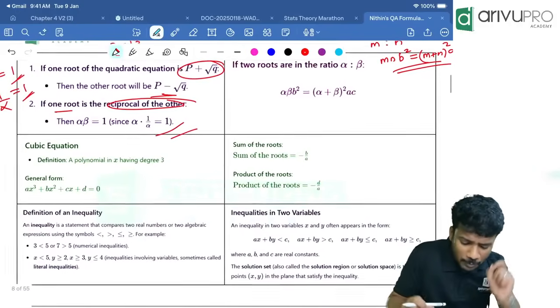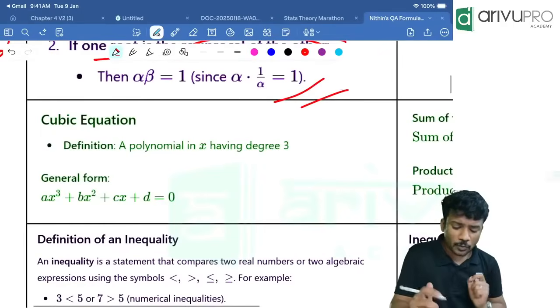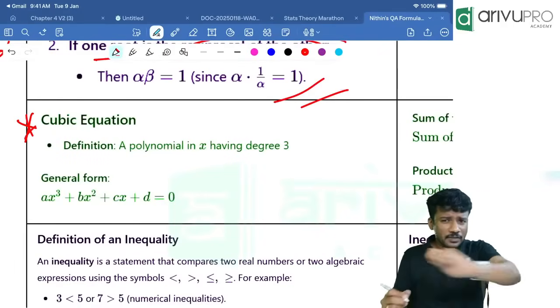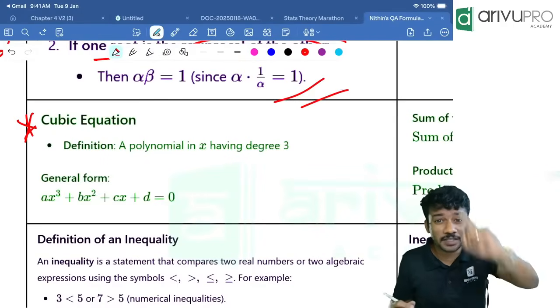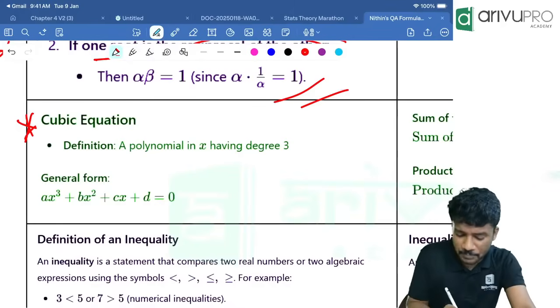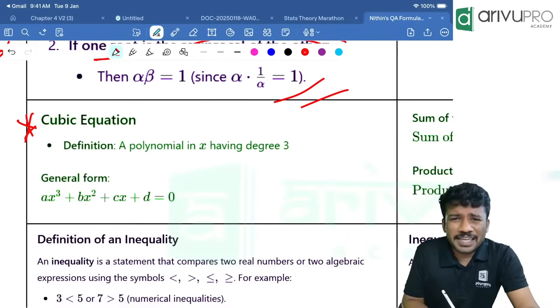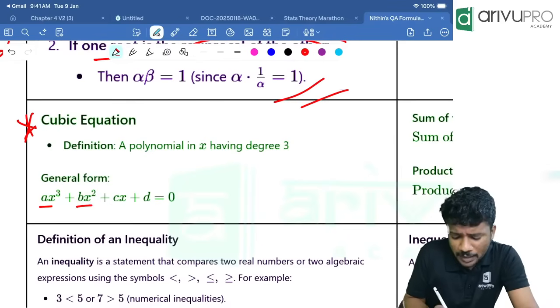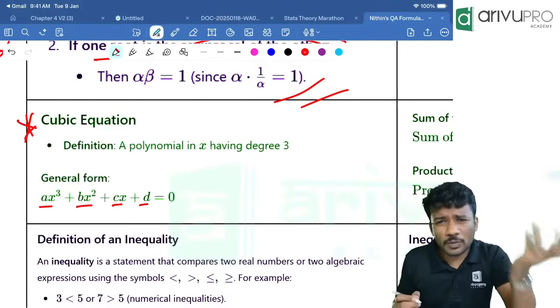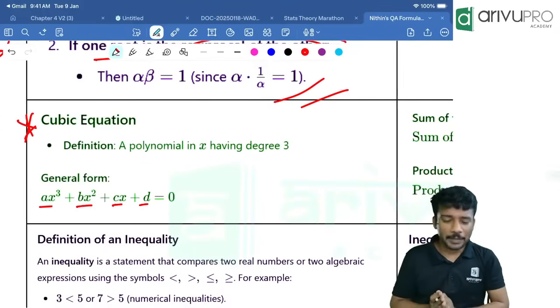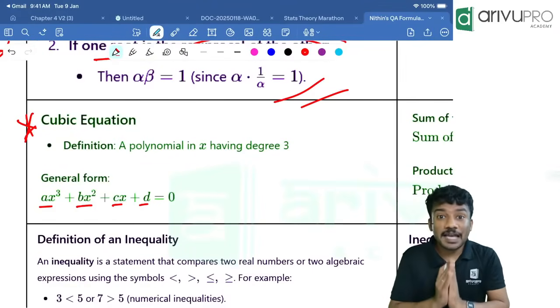Okay, m into n b square is equal to m plus n the whole square into ac. People, one more thing, coming to the cubic equation, in the previous attempt there was one question based on cubic equation. You can expect a similar question today also, people. So cubic equation will be given like this: ax cube plus bx square plus cx plus d. Some values will be given for the cubic equation in your exam paper. Then how to find the answer is the question.